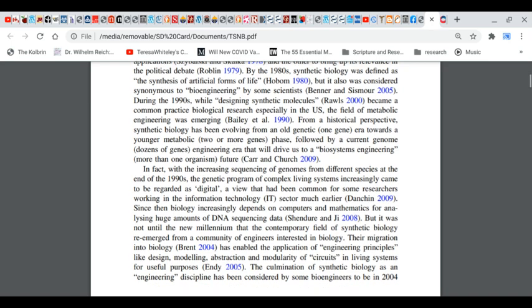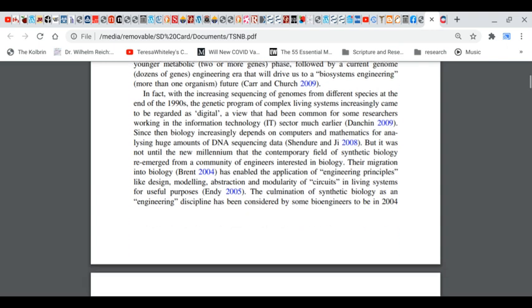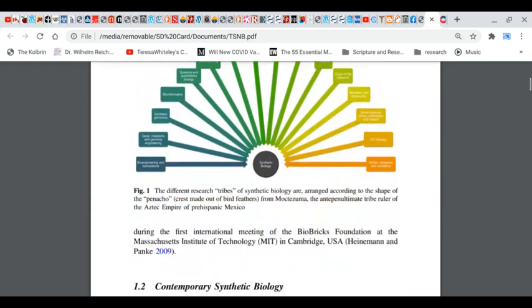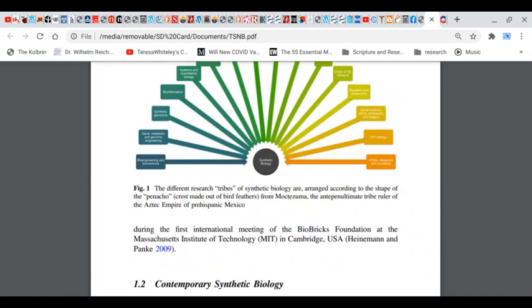But it was not until the new millennium that the contemporary field of synthetic biology reemerged from a community of engineers interested in biology. Their migration into biology has enabled the application of engineering principles like design, modeling, abstraction, and modularity of circuits in living systems for useful purposes. The culmination of synthetic biology as an engineering discipline has been considered by some bioengineers to be in 2004 during the first international meeting of the BioBricks Foundation at the Massachusetts Institute of Technology, or MIT, in Cambridge, USA.